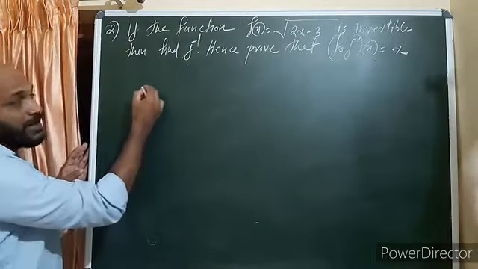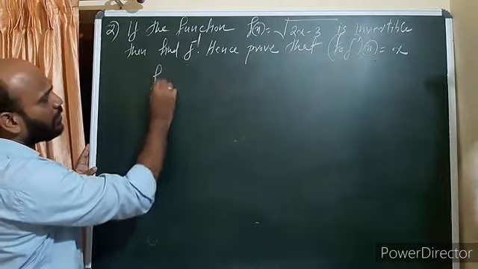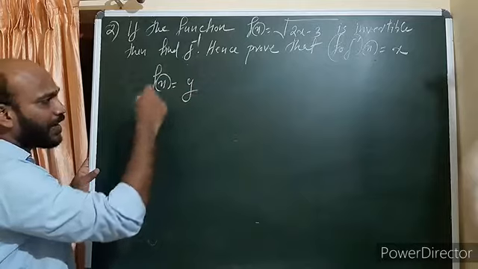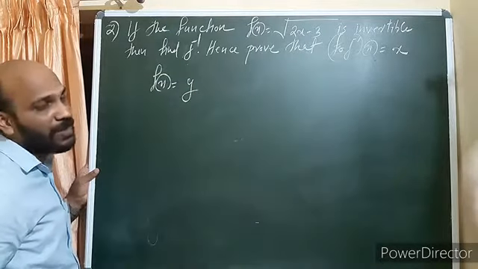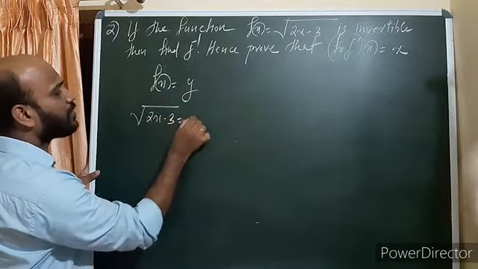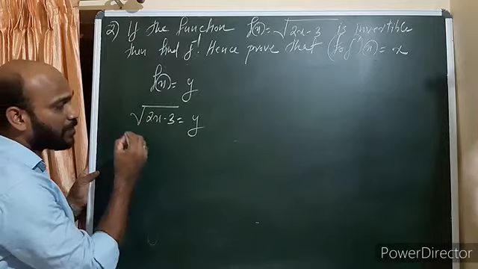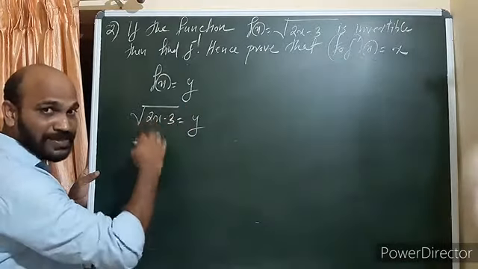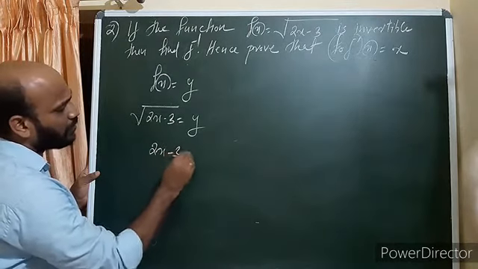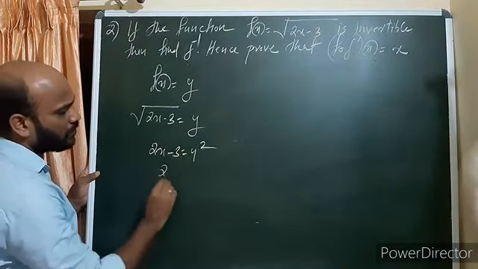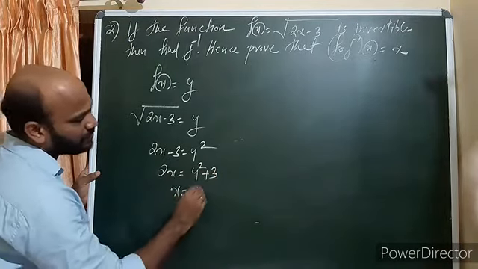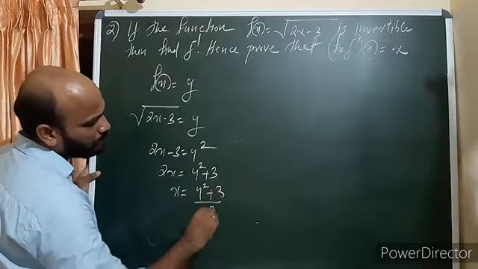Now how we can find f inverse of x? For that, let f of x equal to y. F of x equal to y, then x equal to f inverse of y. That formula you have to use. So f of x means root of 2x minus 3 equal to y. We have to express x in terms of y. So squaring both sides we will get 2x minus 3 equal to y square. 2x equal to y square plus 3. So what is x? Y square plus 3 by 2.